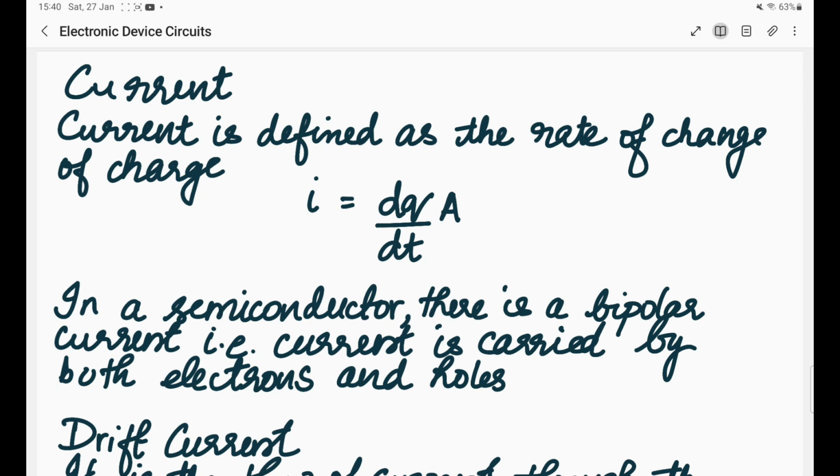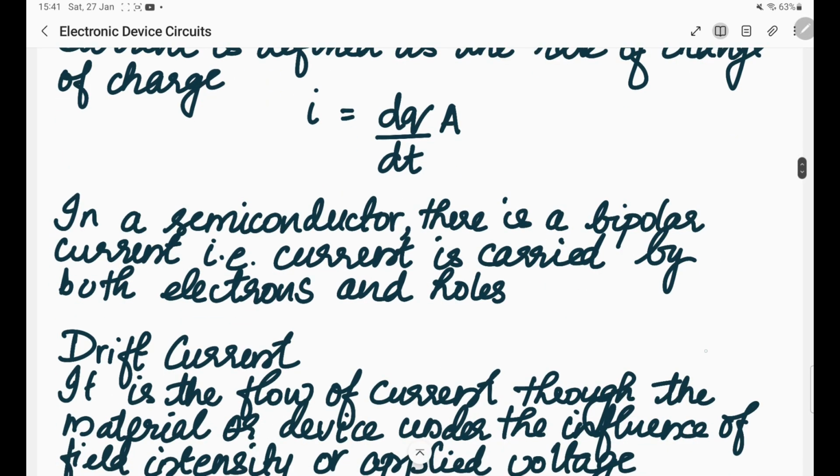So for that, first let's understand what a current is. Current is defined as the rate of change of charge, which is I equal to dq by dt. That is called a current, and it is represented in ampere. In a semiconductor there is a bipolar current, while in metal it is unipolar. In a semiconductor there is a bipolar current, that is, current is carried by both electrons and holes.